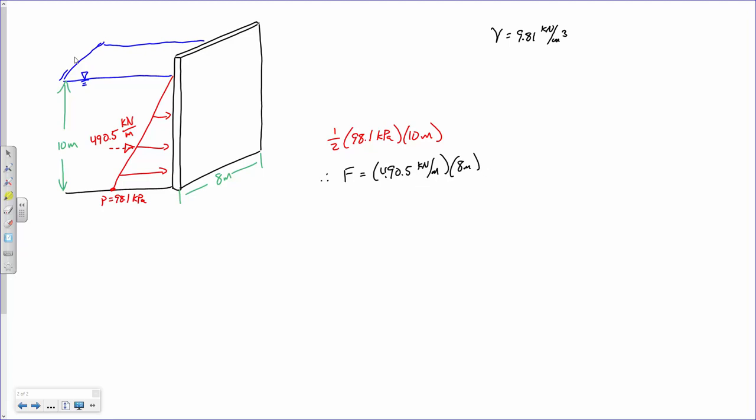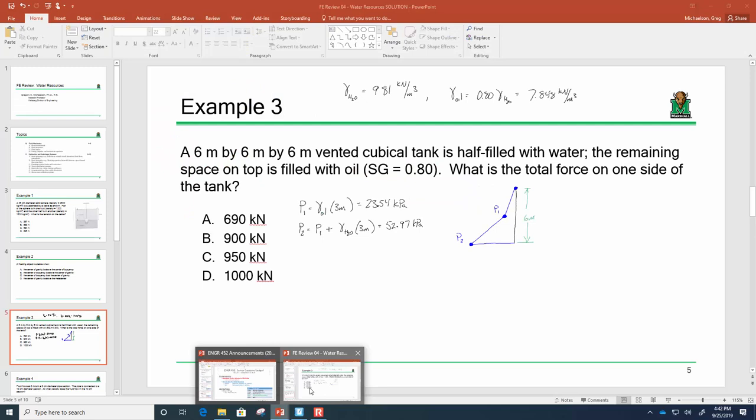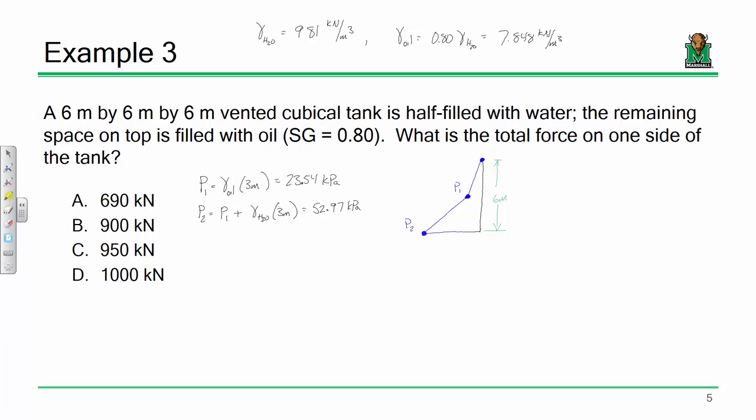Now, let's go back to this. This is the problem at hand. So what I am proposing is this. If we determine the area of this, just like we determined the area of that triangle, that will give me the force per length of this box. I'm going to take that number and multiply it by what? 6, because the box is 6 meters long.